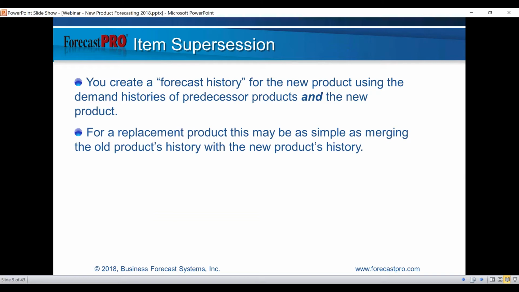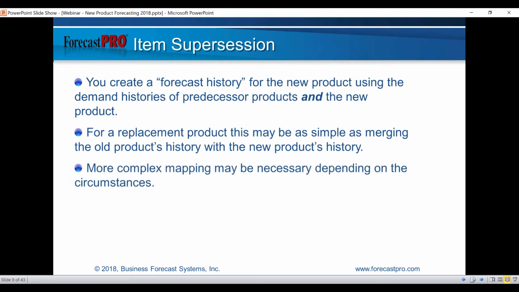In some cases, and this might often be the case with line extensions, it's going to be more complex because there's not a single product or SKU that is being replaced. You can still leverage your predecessor data to come up with perhaps a slightly more complex mapping, but the outcome is still the same: you're coming up with a forecast history that you feel is representative of your new product, and you can leverage that forecast history in the statistical forecasting models that you might want to use and come up with a forecast that you feel really good about.